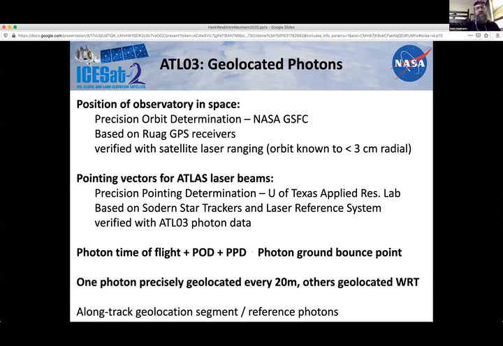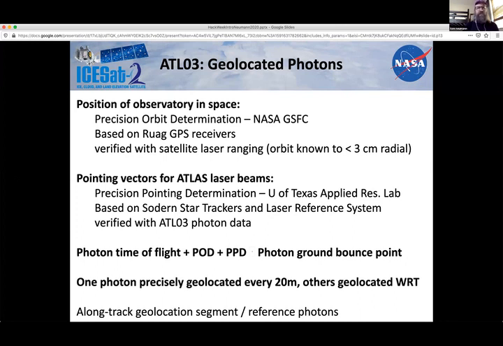Now, this one is the lowest level product we think scientists are going to use, and the data downloads at NSIDC kind of bears this out. ATL03 is the geolocated photon product. It contains a latitude, a longitude, and a height for every photon event for which ATLAS telemetered information to the ground. We use those three pieces we talked about at the beginning: the position of the observatory in space, the pointing angles for the ATLAS laser beams, and then the photon time of flight.